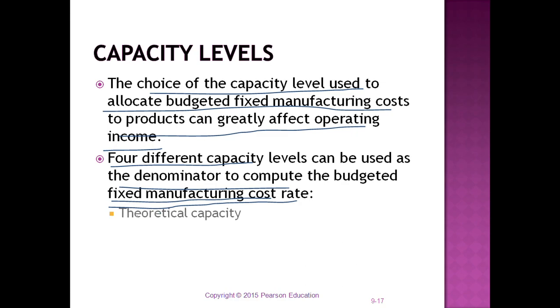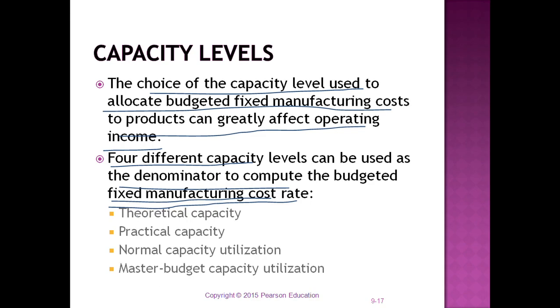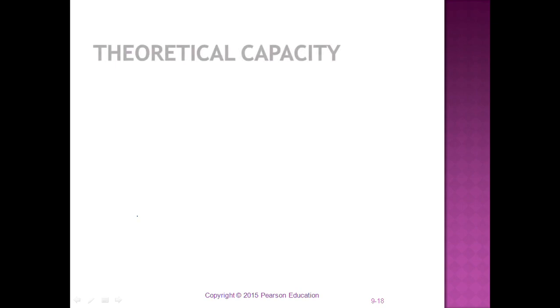So there are four levels of capacity. The first one is called the theoretical capacity. Then we have the practical capacity, the normal capacity, and finally the master budget capacity utilization. So let's talk about each one of them one by one. So let's first talk about the theoretical capacity.